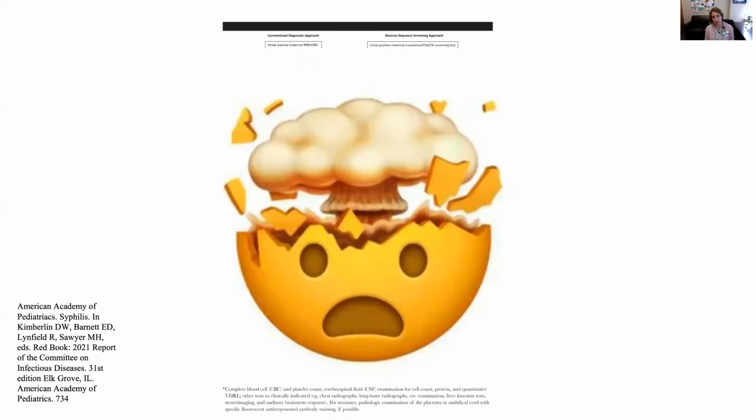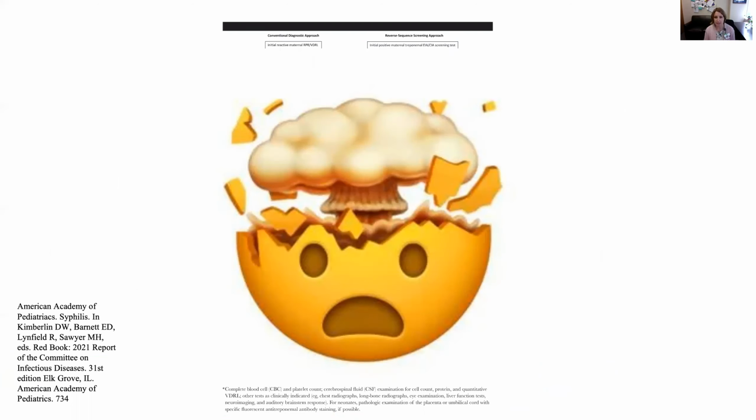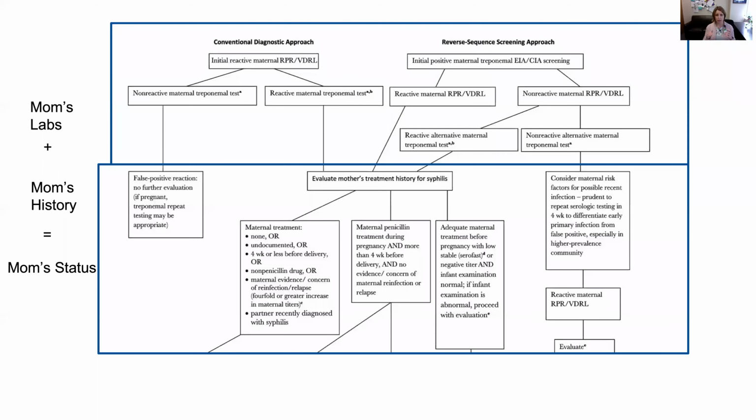All right, so this is our wonderful algorithm. I say wonderful because this is everybody's reaction whenever they see it. That is in the Red Book and helps you go through what happens when you have a mom who is positive and what to do with the baby. It's really complicated and tedious and can be mind-blowing. So the simplest way to break this down is to look at the top part.